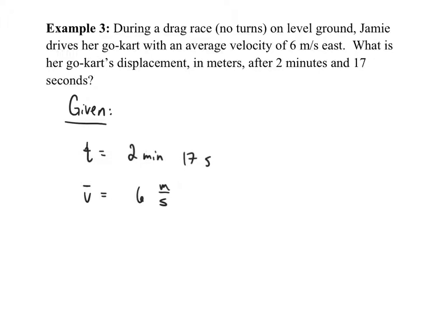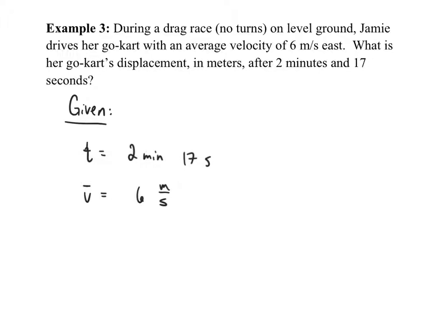Good, which means it is East. Therefore, the sign on the velocity is? Positive. Very good. If I said west? Negative. If I say north? Positive. South? Negative. Okay? Know those directions, please. Okay. Now, those are the two values I have.